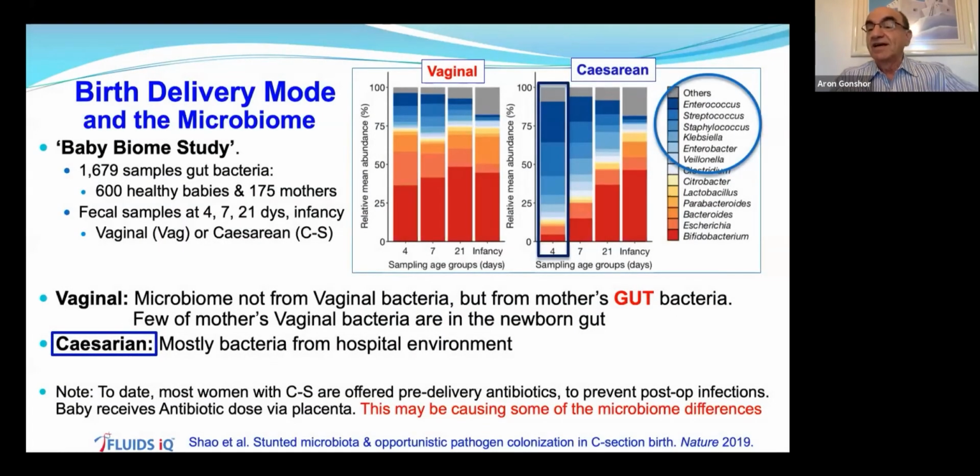Oh, and by the way, the interesting thing was that to date, most women that go through cesarean section are, of course, offered pre-delivery antibiotics to prevent post-op infections. So the baby is not only having the problem of where it came out of, but it's receiving antibiotic doses via the placenta. So that may be causing some of the microbiome differences that we're looking at.